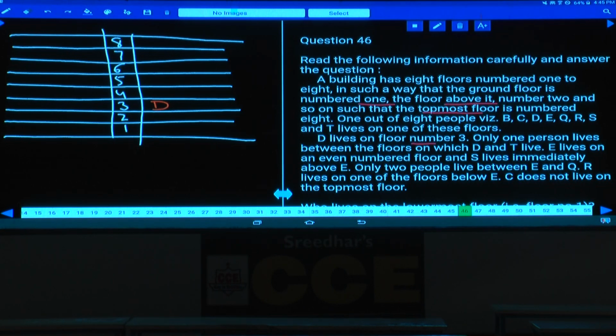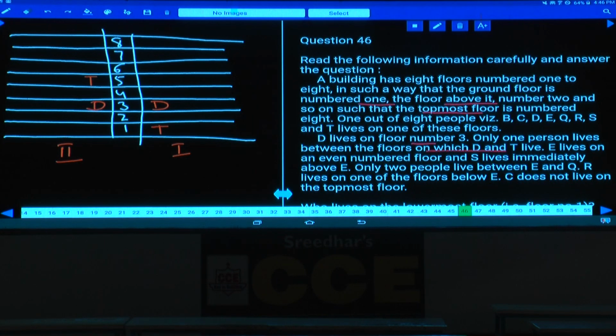Only one person lives between D and T. As only one person is between D and T, how many possibilities do we have? 2 possibilities. Now, T can be either on the first floor or on the 5th floor, because only one person is between D and T. This is case 1 and this is case 2.